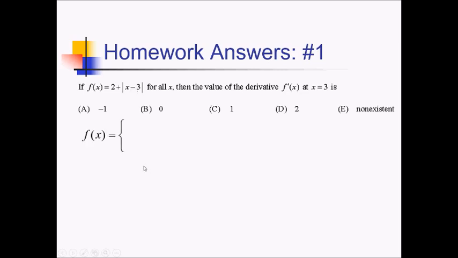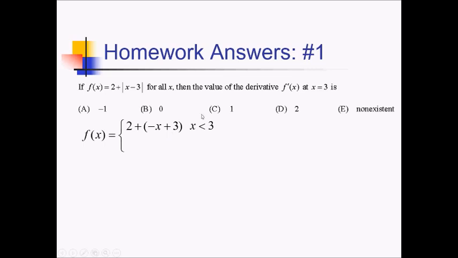So piecewise function time. We're going to split this into two rules. We're going to have one rule for outputs that make the stuff inside here negative. So that would be if x is less than 3, the border value 3. If x is a number less than 3, then we want to force things to come out positive. So we're going to rewrite this as 2, and then we'll do plus negative x plus 3. So basically negate everything inside so that the output is forced to assume the opposite sign.